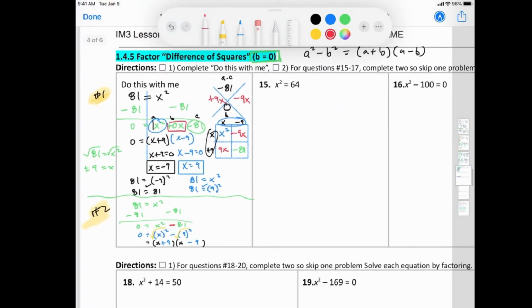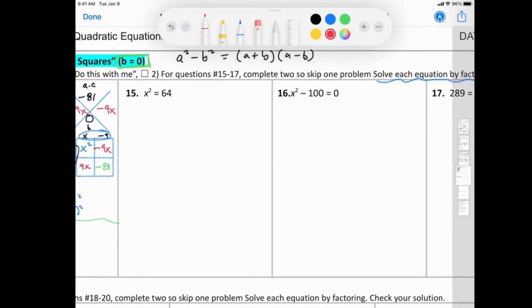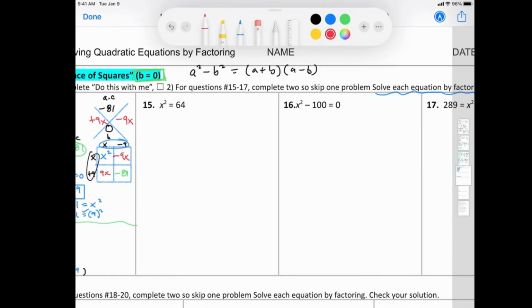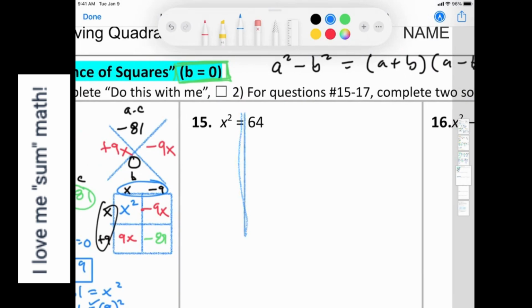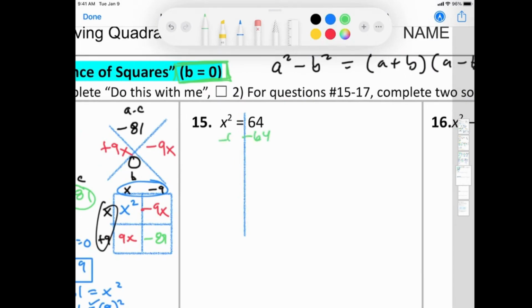Okay, so pick one of those methods and see which one works for you. Again, what becomes hard is they scramble them all up. For questions 15 and 17, go ahead and skip 2 of those. I'm gonna go ahead and show you guys 15 by just using my method. Remember, b is 0 here.